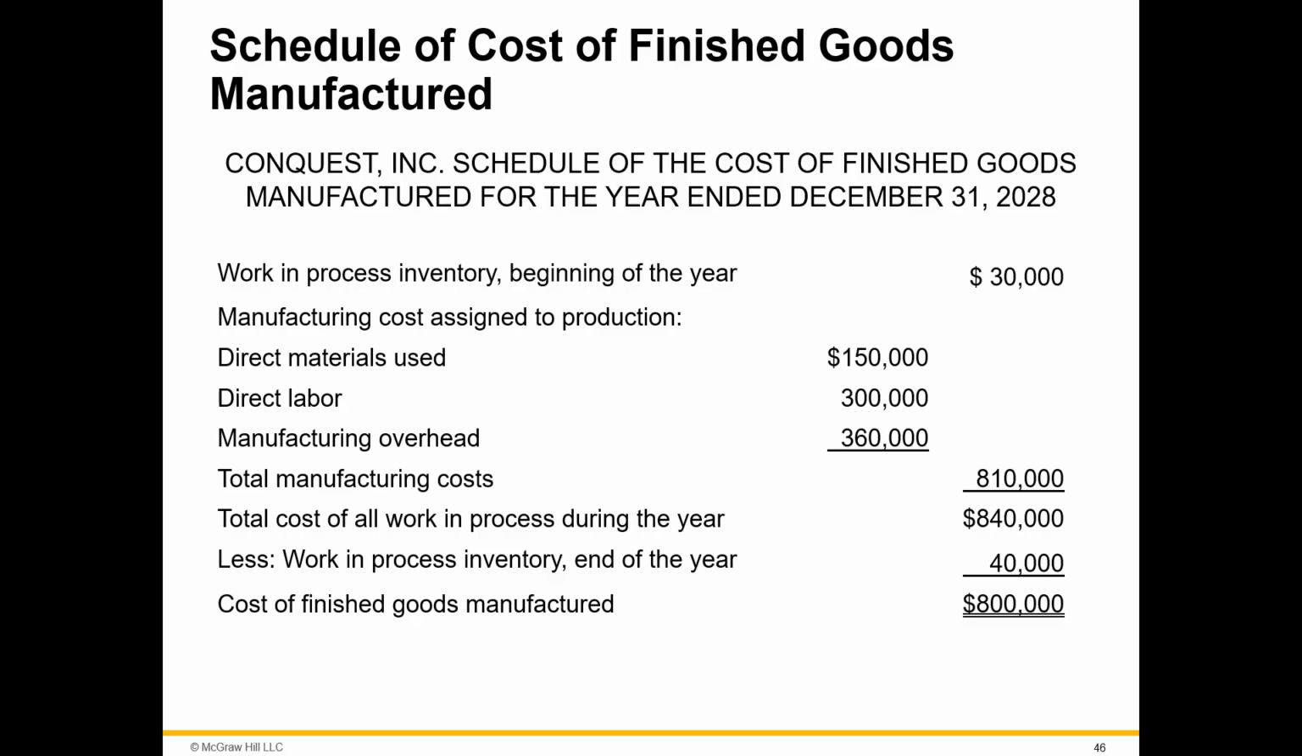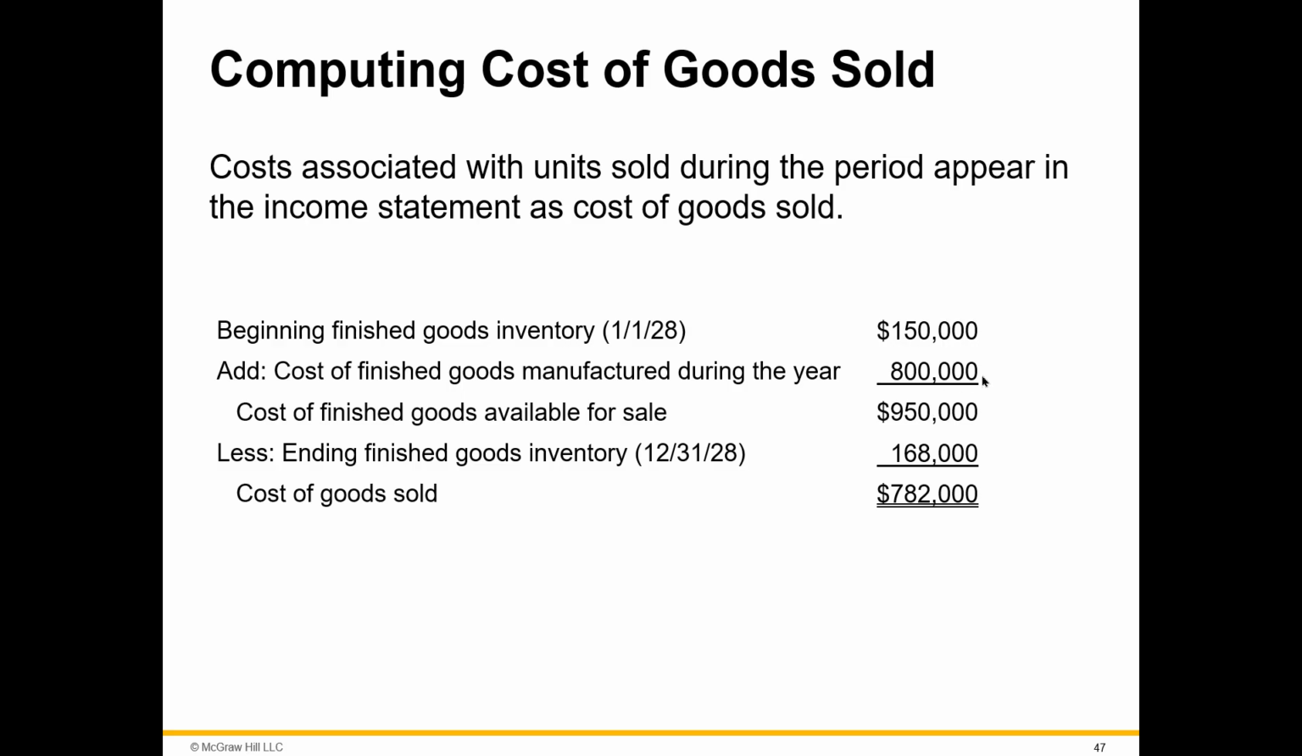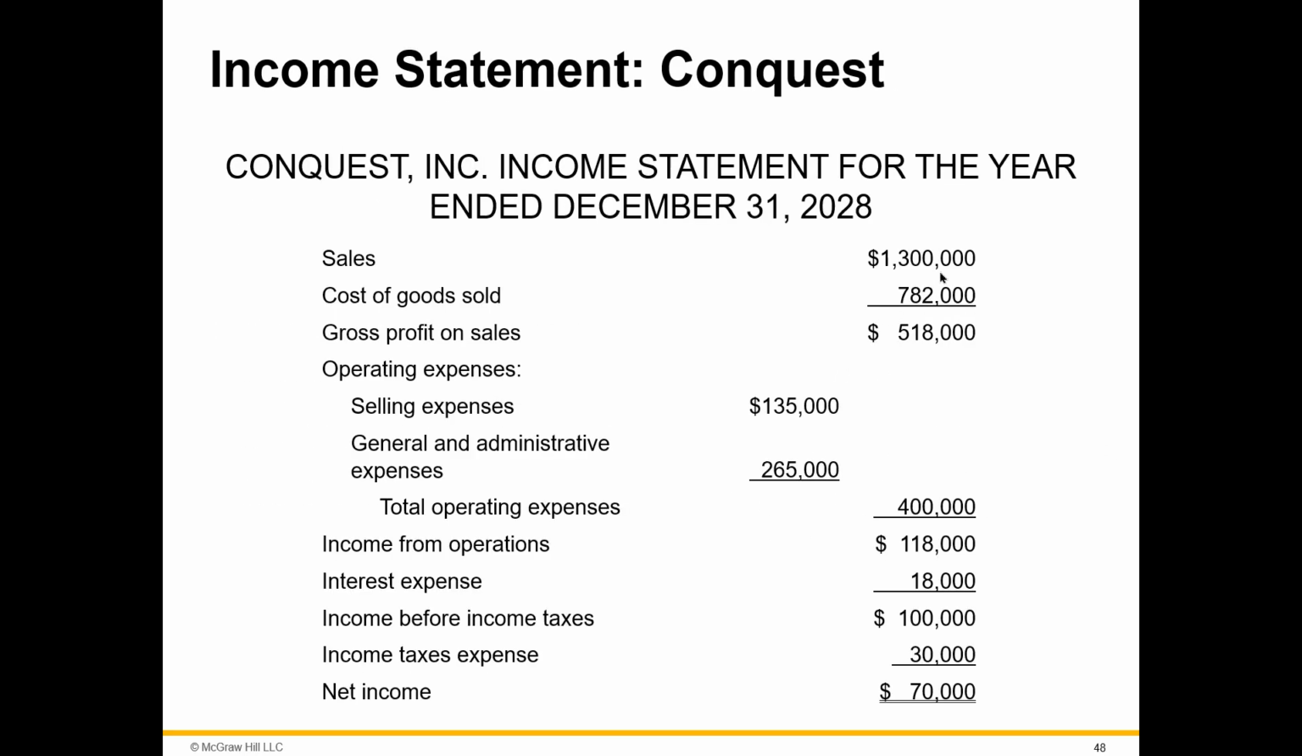So where does this work? Here's this 800,000 from cost of finished goods manufactured, and you can see that showing up here as 800,000. So 150 plus 800 is 950, less what we still have in inventory and haven't sold yet. The difference is going to be our cost of goods sold. And so we can see how that shows up. This cost of goods sold that we've computed of 782 is going to show up right here.